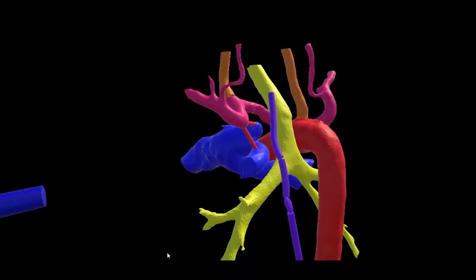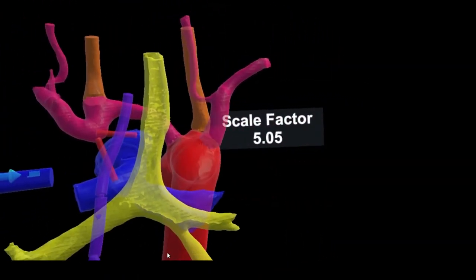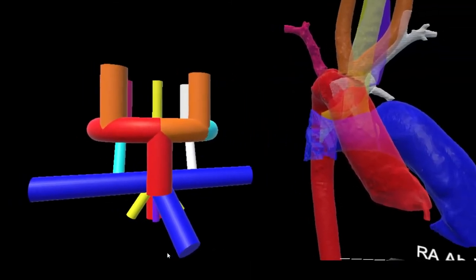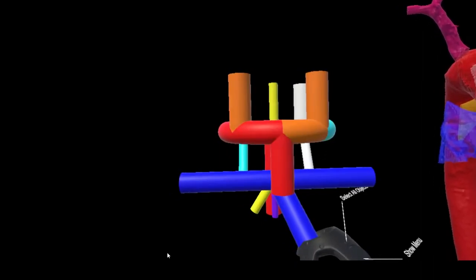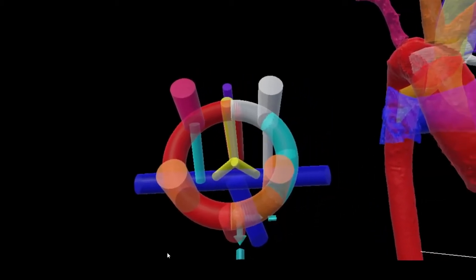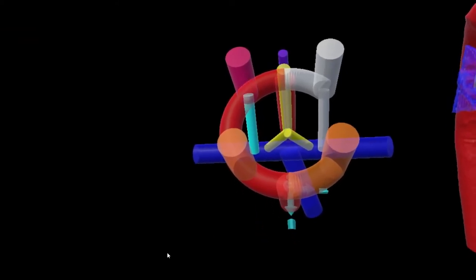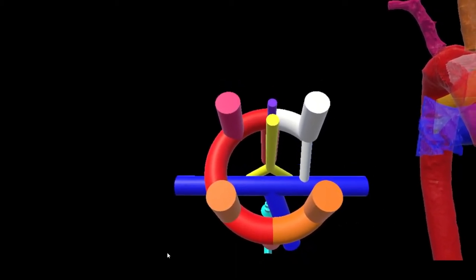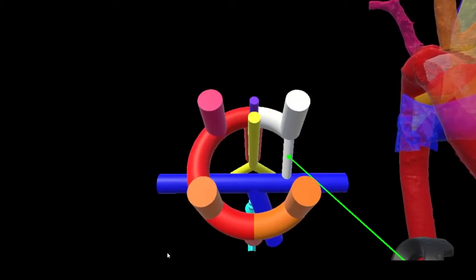Next, we will discuss the right arch with an aberrant left subclavian as another example of a complete vascular ring. This lesion originates from the persistence of the right fourth aortic arch and the left sixth aortic arch. The segment between the left carotid and the left subclavian artery regresses along with the right ductus. In reviewing the model, you can see that the ring is completed by the left PDA or ligamentum.